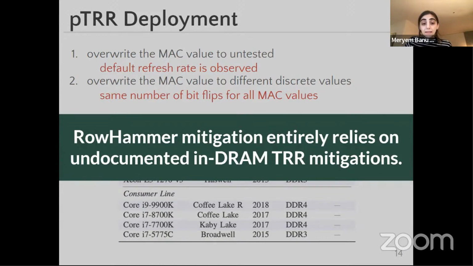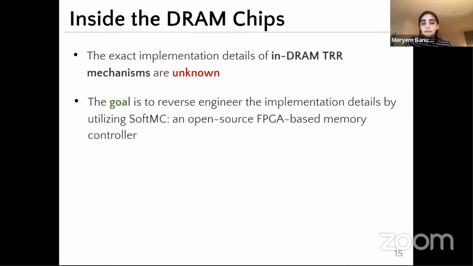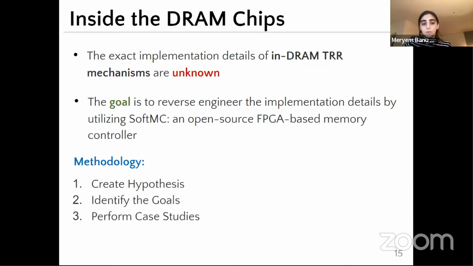So let's talk about in-DRAM TRR mitigation mechanisms now and try to understand their underlying implementations. DRAM vendors have not publicly shared the details of the exact RowHammer protection mechanisms they implement in the form of TRR. The goal here is to learn these details by reverse engineering. For that, the authors utilize an open source FPGA memory controller, SoftMC, to perform this task. And here is the methodology they followed.